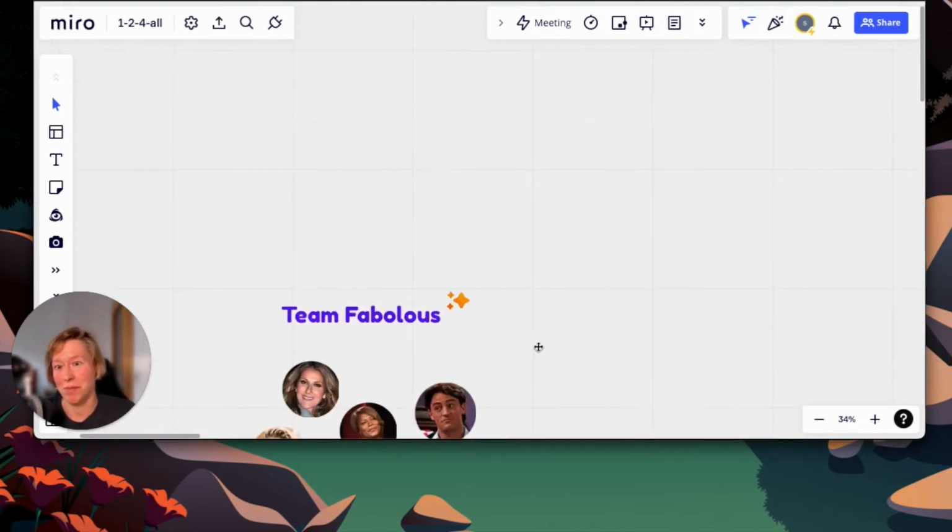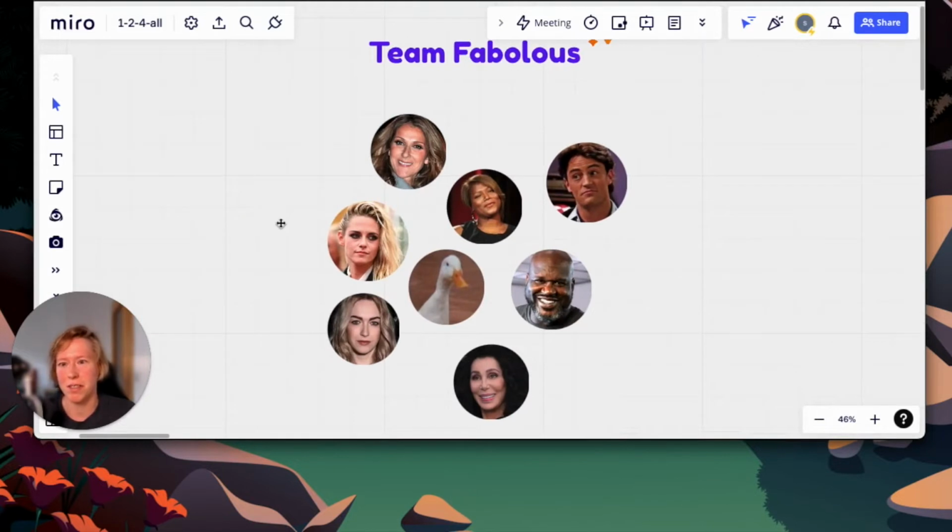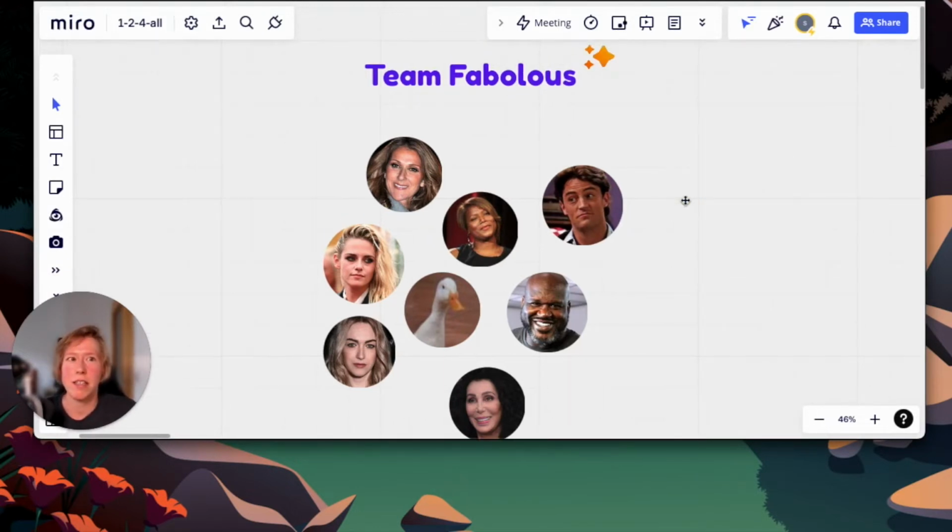Let's get to know the team. So let's say we have Team Fabulous here. Do you recognize them? So we have Celine Dion, Kristen Stewart, Jamie Clayton, the Duck from Friends, Cher, Shaquille O'Neal, Queen Latifah, and Chandler. And let's say this team wants to throw a Halloween party, and they want to come up with ideas for that Halloween party, and they want to use their, let's say, weekly 1-hour team meeting time slot to come up with ideas.